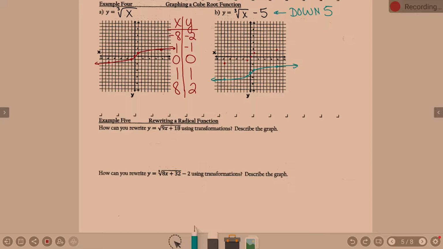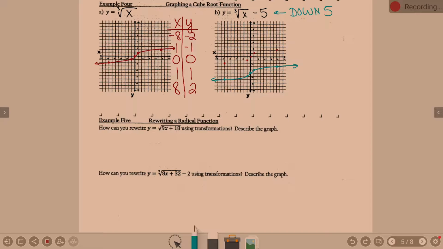Okay, let's look at example 5. How can you rewrite y equals the square root of 9x plus 18 using transformations? And then describe the graph. I don't know about you guys, but I can do stuff with these graphs if it's square root of x. If there's square root of x and there's something added, subtracted, or multiplied out front, I can do something with it. But this is square root of 9x plus 18, so it's not a good form right now. My question to you, what do you notice about 9x plus 18? I can take the square root of 9, but because it's 9x plus 18, I can't do that in this form.